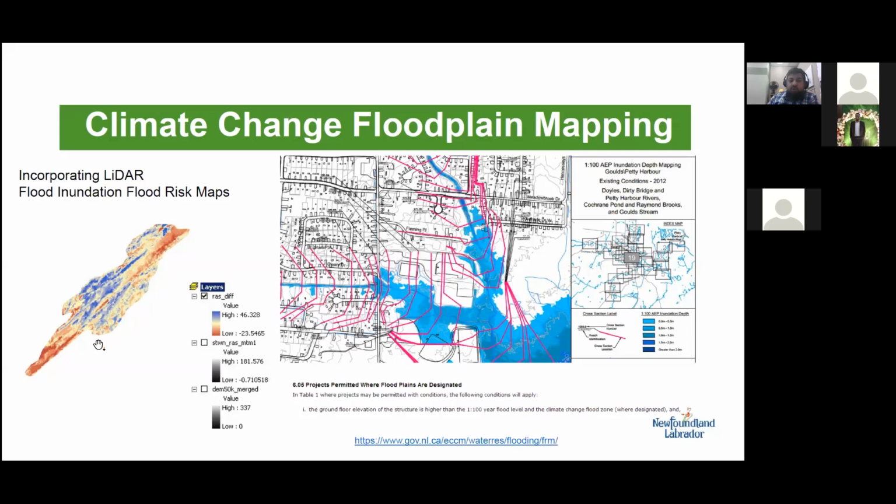So going forward, what we decided was that for every study, we will first acquire LiDAR for the floodplain. And the idea is that this way, the mapping that we do is accurate. Also, because we were acquiring LiDAR, now we started doing flood inundation maps. So we show you the depth of flooding.